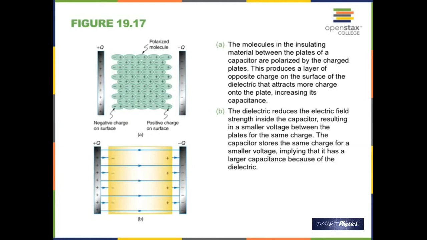So as a result, the dielectric or the insulator reduces the electric field strength. It reduces the electric field strength, and now the voltage is smaller. That means it has a larger capacitance. You need to get the connection. Let me highlight that. You need to get the connection between the electric field being lower. That means the voltage is also smaller, but the capacitance becomes larger. That's the idea of using a dielectric.